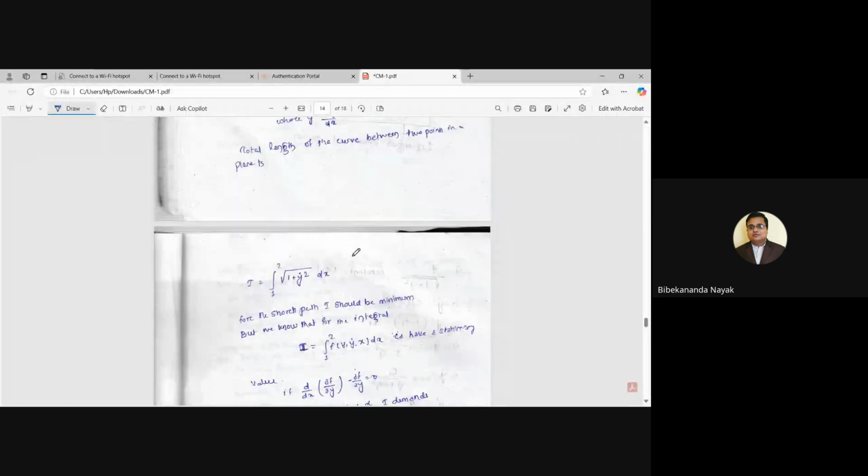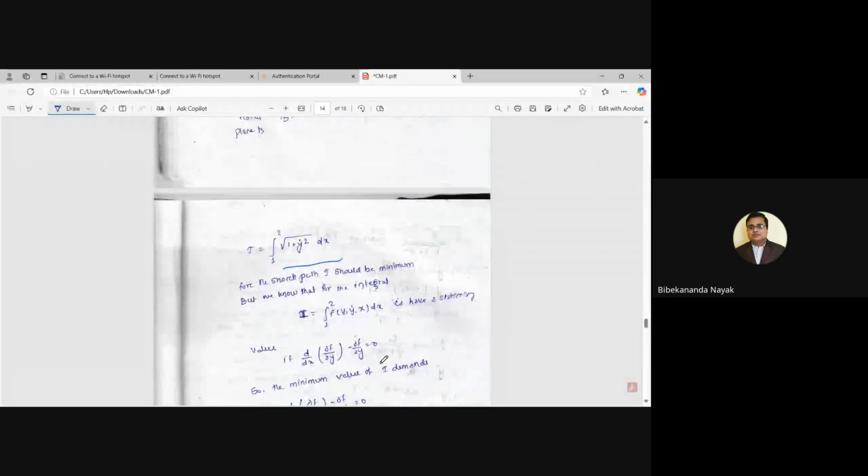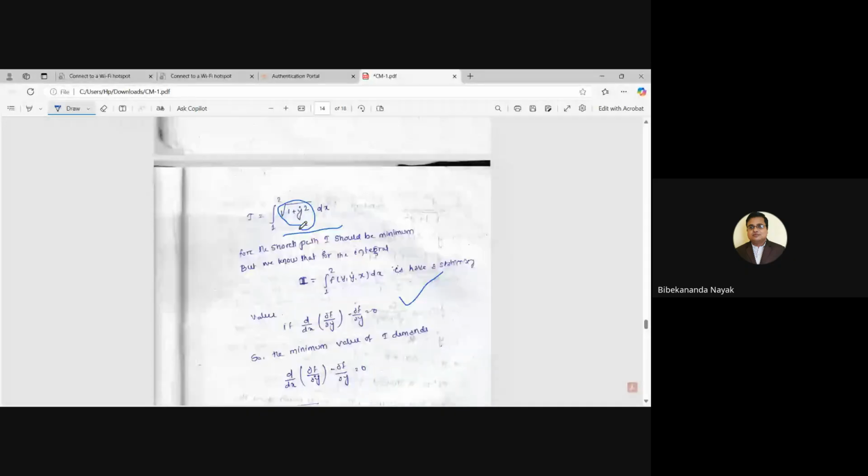Integration of this. But we know from the definition, if I is equal to the integral of f of y, y dot, x dx is a minimum or stationary, then d by dx of del f by del y dot minus del f by del y should be 0. That is what we got from the calculus of variations. So this is minimum means it obeys the equation. f is what? This term is square root of 1 plus y dot square.